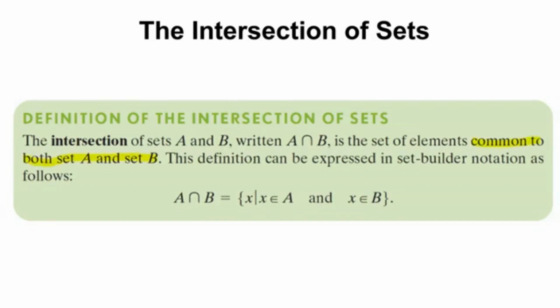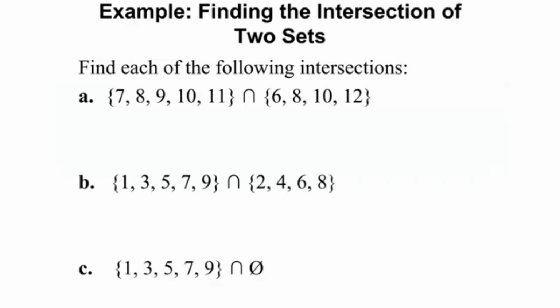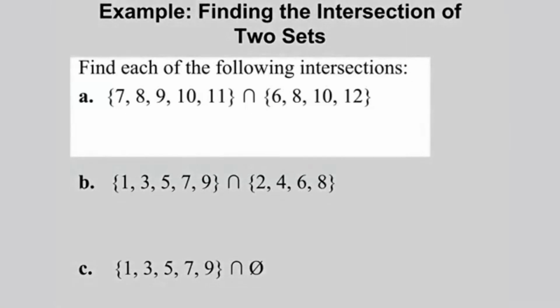Now this definition can be expressed using set builder notation as follows. A intersection B is the set of all x such that x is an element in A and x is an element of B. Now using the definition of the intersection of two sets, we want to find the following intersections. For letter A, we're given this set and this set. We want to find the intersection.